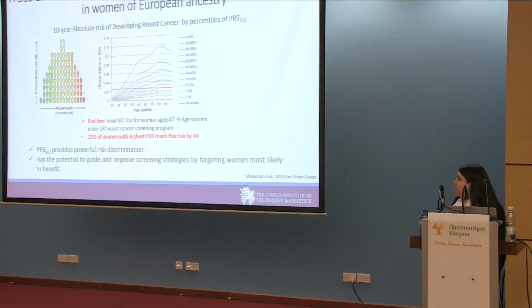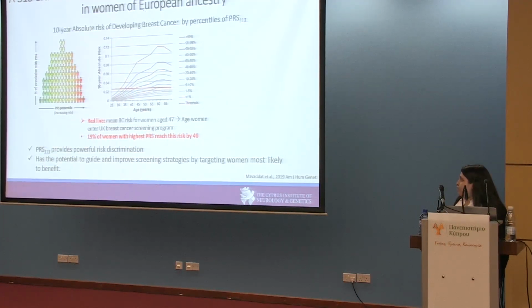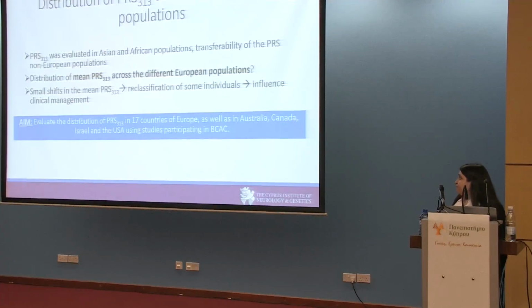And as we can see, those women that are found here, which have the lowest risk of developing the disease, will never reach this score. Therefore, they have shown that the PRS 313 has the ability to discriminate individuals based on their personal breast cancer risk, and therefore can be a very useful tool to guide screening strategies.